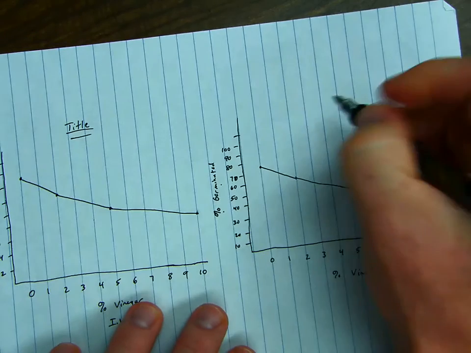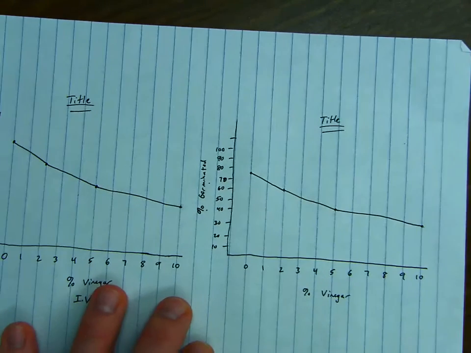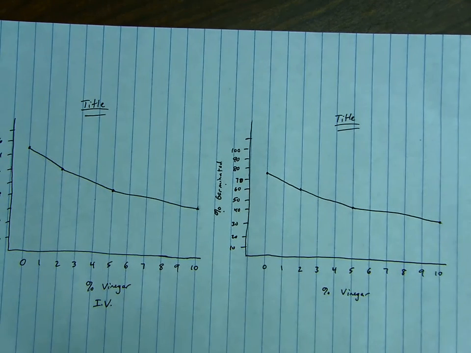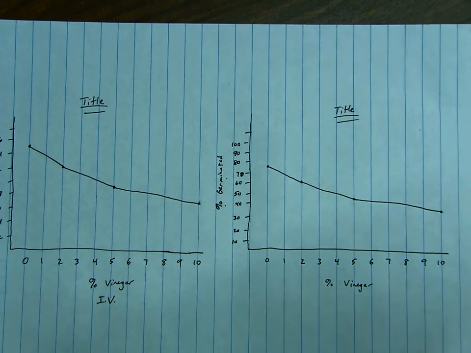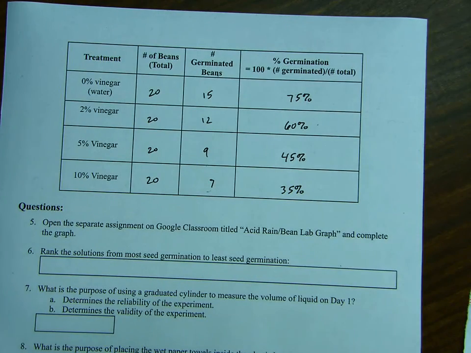Okay, again, make sure you give the graph a title, and there are the two graphs. Again, double check those numbers. Okay, again, these are not accurate to the lab, so make sure you watch the video to make sure your data table is correct. Let me know if you have questions.